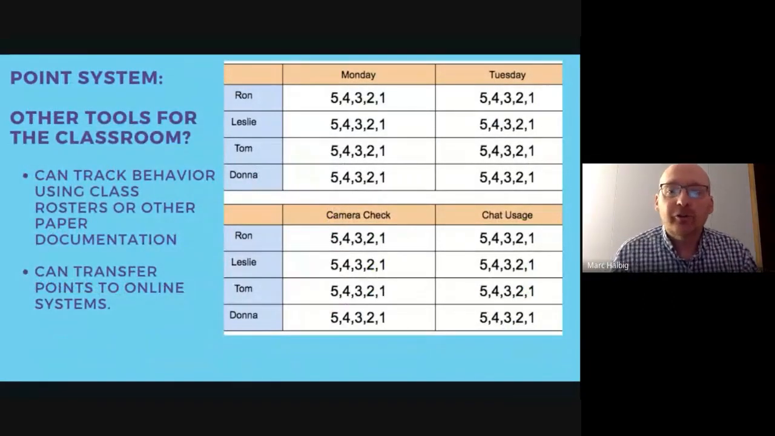You could also take the traditional method of keeping points on paper, and instead of having it by Monday, Tuesday, you have it by a behavior you'd like to see. You can add points as they meet the criteria. Here you can see I targeted two very specific behaviors, camera check and chat usage. Maybe during the Google Meet it's easier for you on paper, and then you put it in the online system. We have to visualize and see what works best for us.